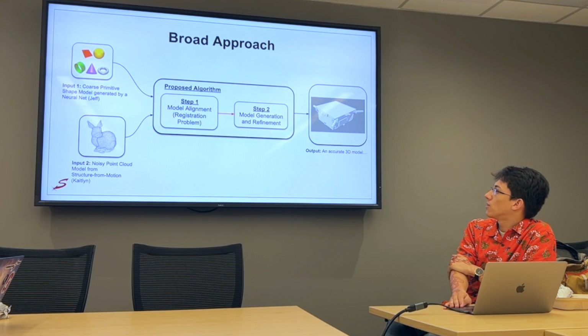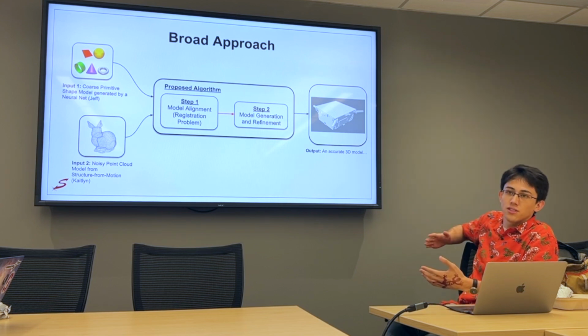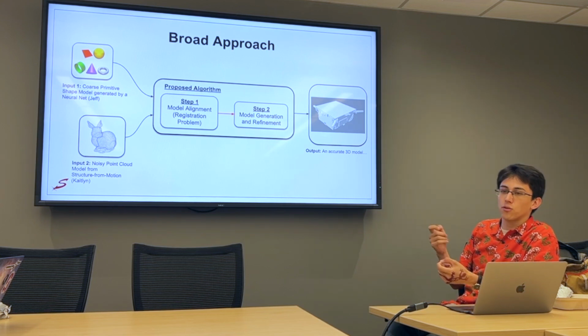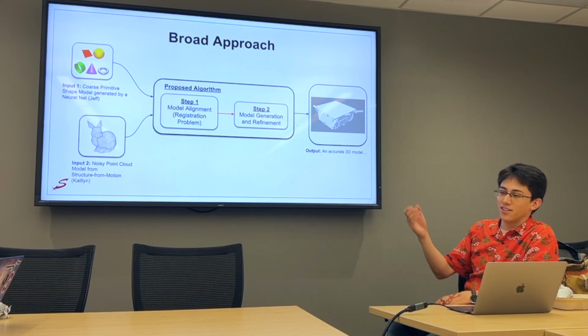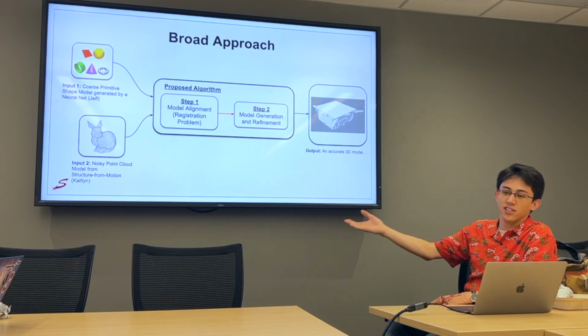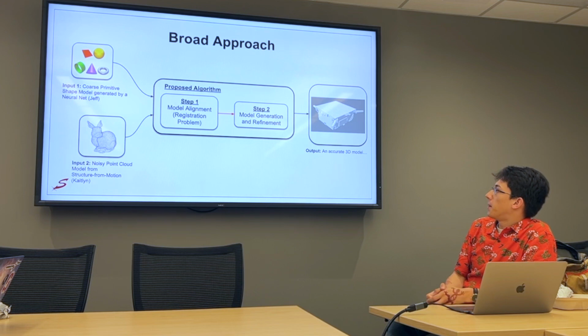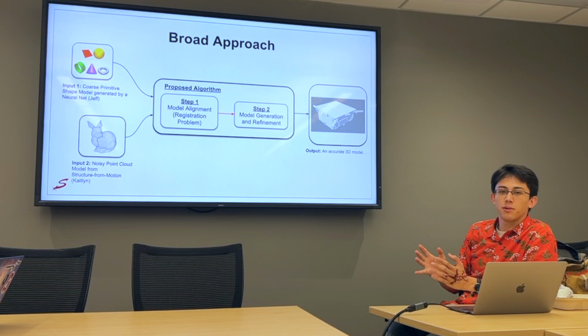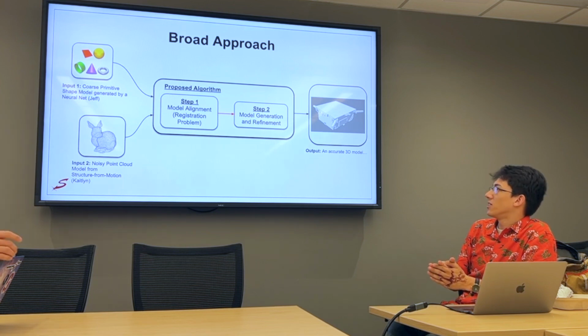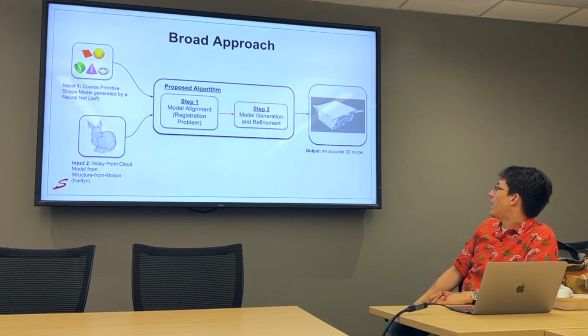And so the proposed algorithm has, again very broadly, just two steps. One is we need to align the two models so that we're able to create a correspondence between them. So, where does this point lie on the primitive shape model? Is this an edge? Is this a corner? And the second step, once that alignment, that correspondence is created, is we can generate the model, refine the model, make it better, and then hopefully the output would be an accurate 3D model.